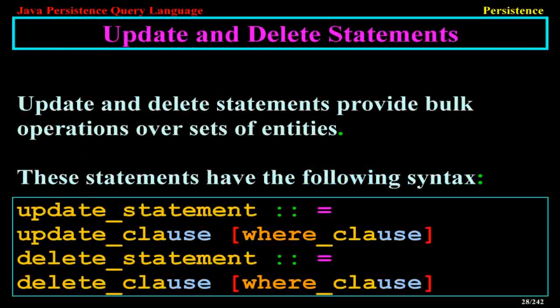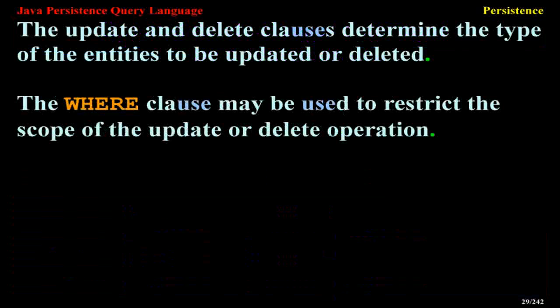Update and delete statements. Update and delete statements provide bulk operations over sets of entities. These statements have the following syntax. Update statement ::= update clause [where clause]. Delete statement ::= delete clause [where clause]. The update and delete clauses determine the type of the entities to be updated or deleted. The where clause may be used to restrict the scope of the update or delete operation.